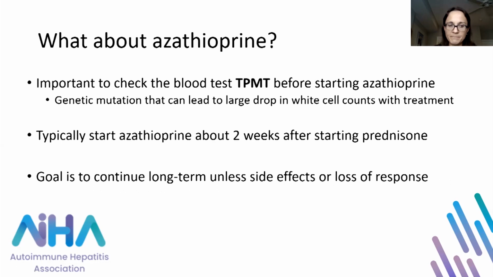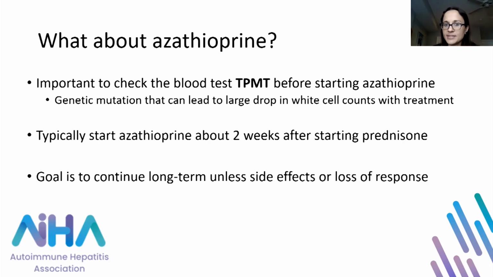What about azathioprine? One of the first things that occurs in the treatment for autoimmune hepatitis is we check this important blood test, which I'll just give you the short name because the long name is very, very long, called TPMT. That is a test that looks for a particular genetic mutation. It's quite rare in the population, but it can lead to a large drop in white blood cell counts when patients are treated with azathioprine. And so we want to know ahead of time whether a patient has that risk before starting azathioprine.